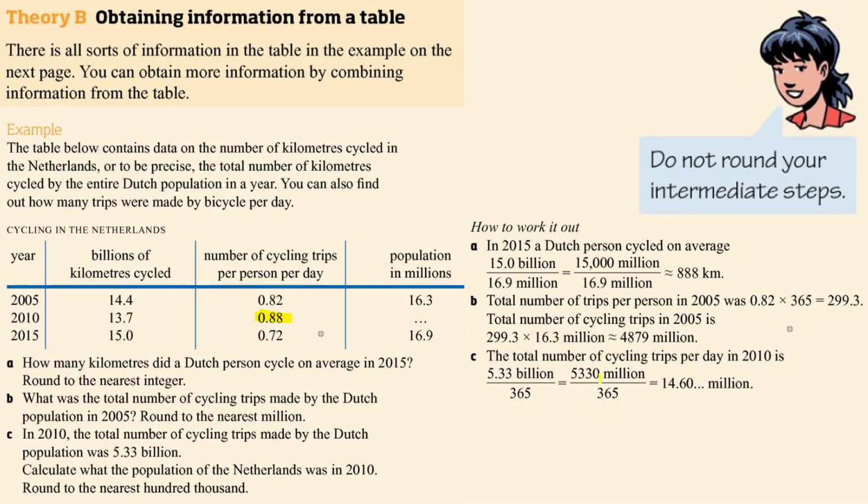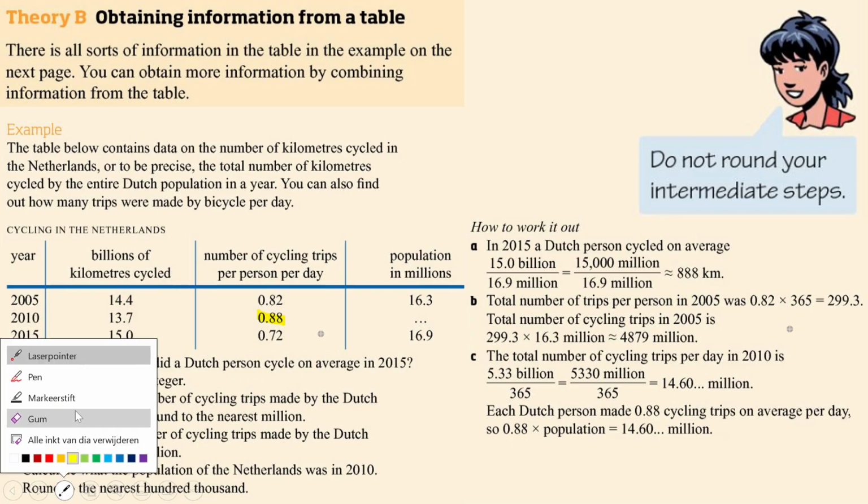So now I can do something with that 0.88 as well. I can now say, well, each Dutch person has made 0.88 cycling trips on average per day. So what you should get is 0.88, this number, times the population, which I don't know, is 14.60 million. And now it looks a bit like the exercise we did at B, but now in the reverse order. And this looks a lot like an equation, right? Some people now get sort of confused on what to do.